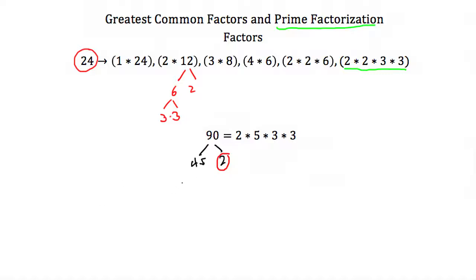So we can put 45 into 5 times 9. Now 5 is a prime factor, but 9 is not. So we can further factor 9 into 3 times 3. Now 3 and 3 are both prime factors, and every branch of my tree has now ended in a prime factor. So I've found all the prime factors of 90, which in this case are 2, 5, 3, and 3.